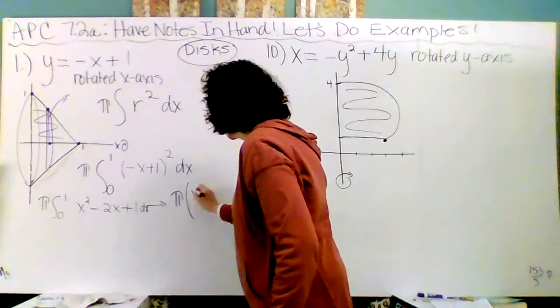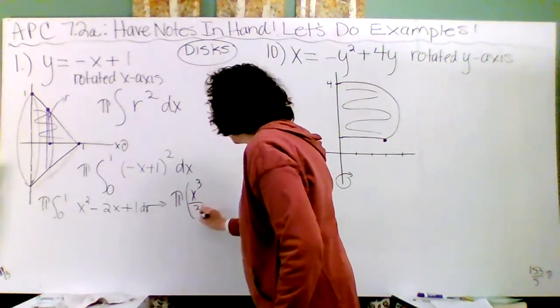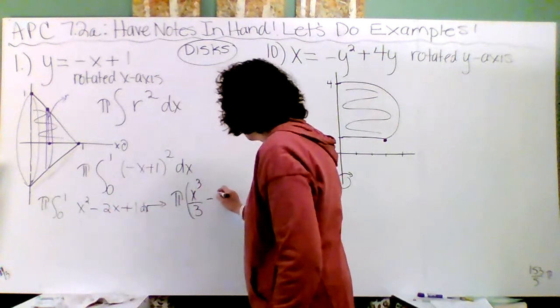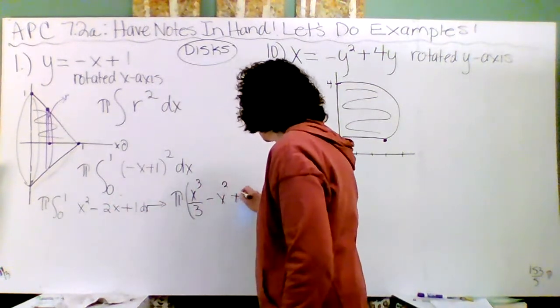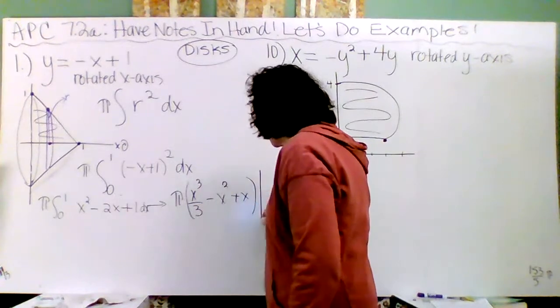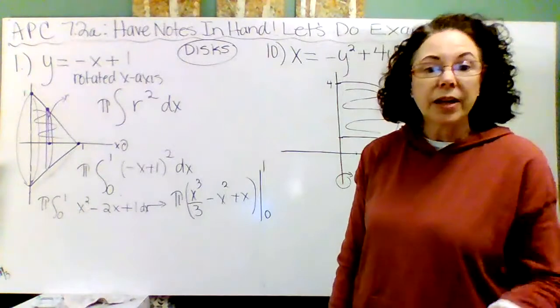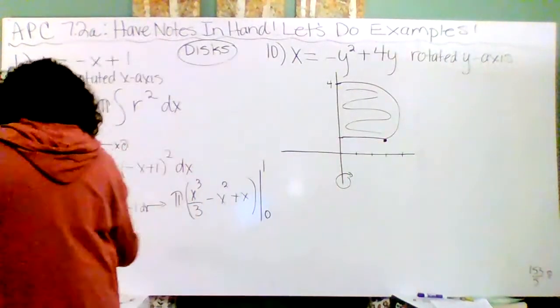X squared would be x cubed over 3 minus, right? This exponent would be 2 divided by 2 minus x squared plus x would be the integration. And I will evaluate that from 0 to 1. And I will still not forget my pi. So here's my pi.